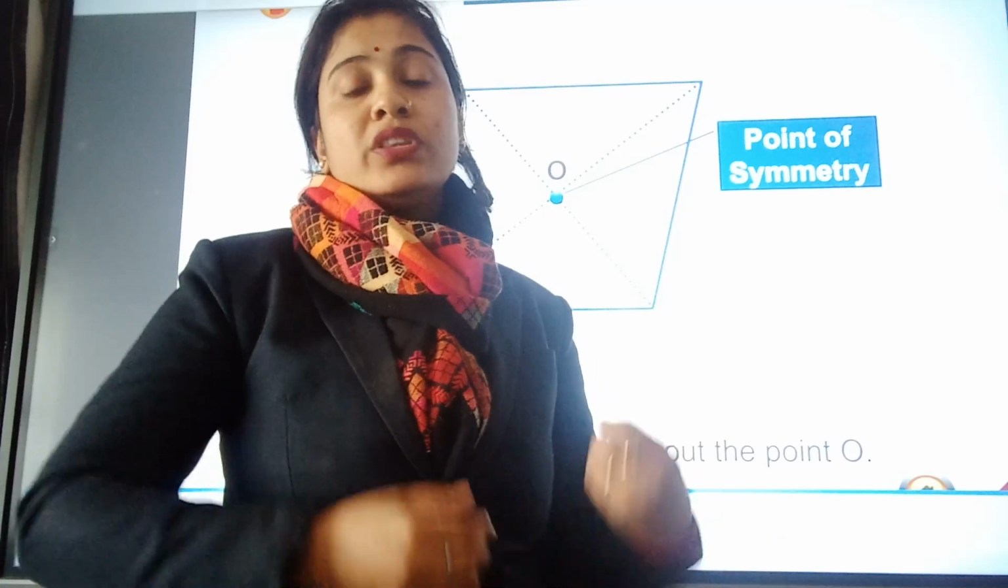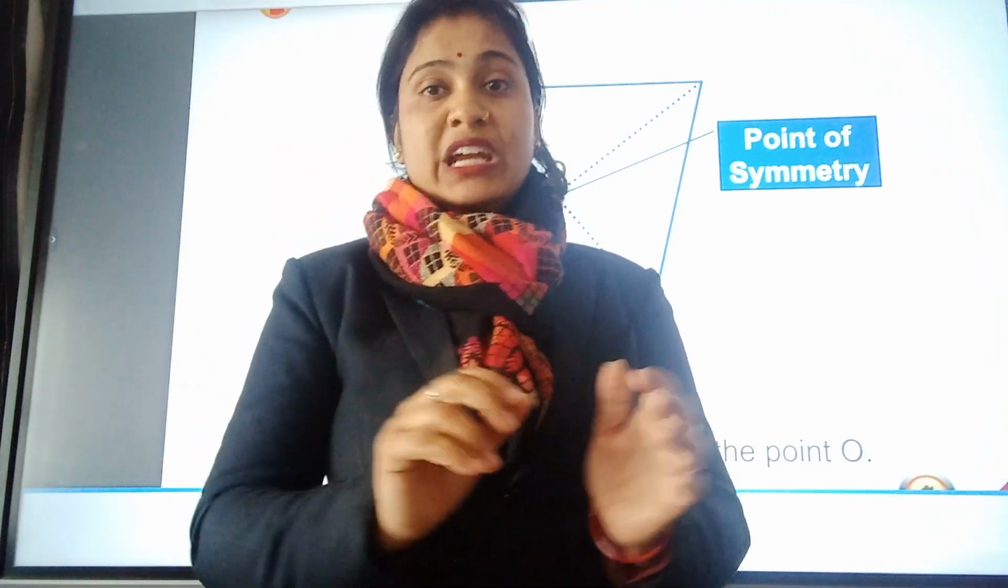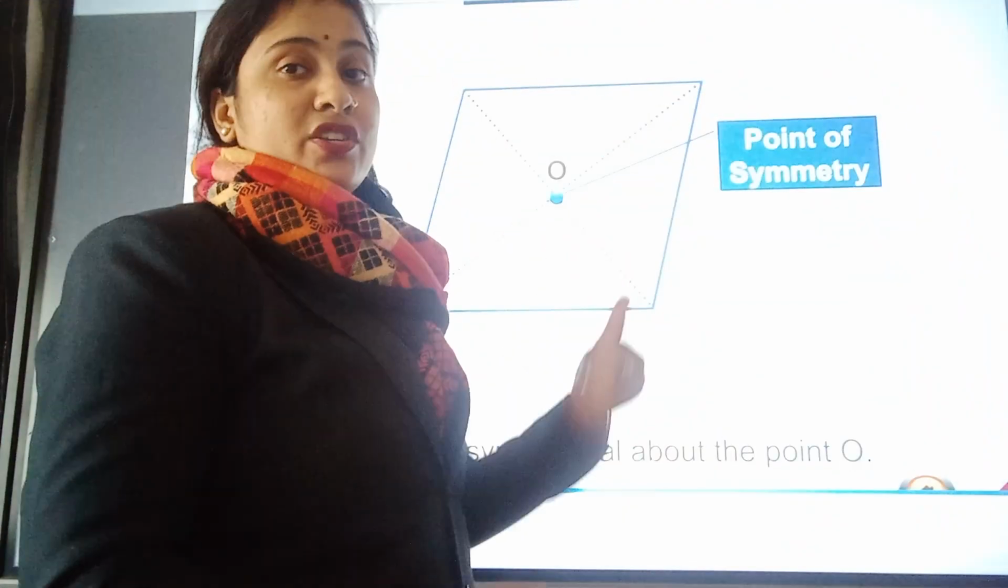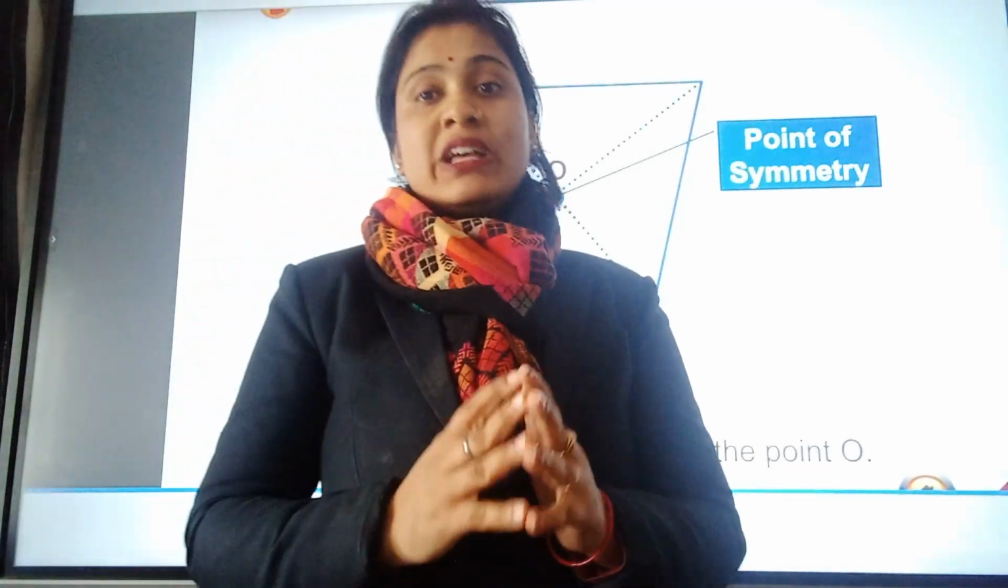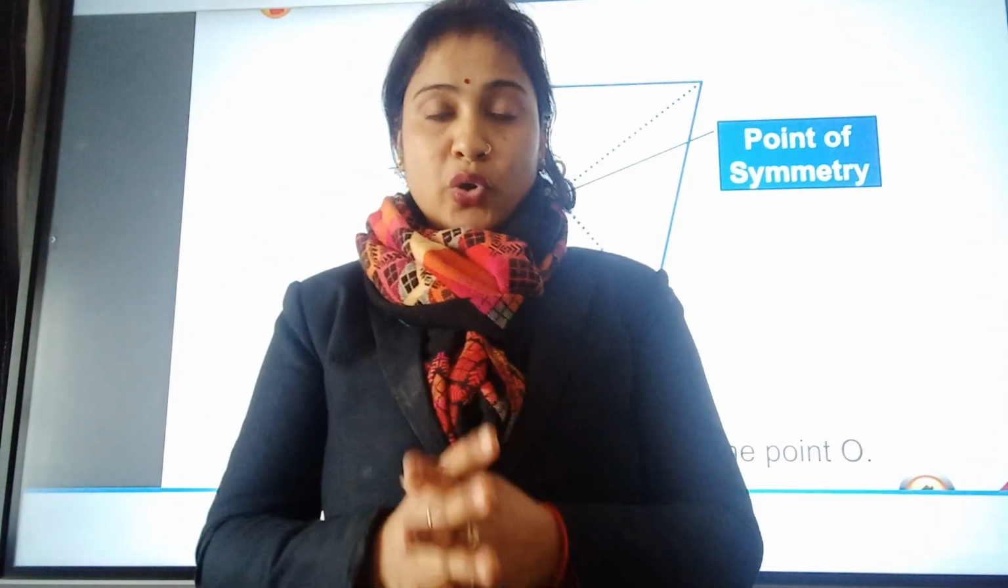Okay, so even though this parallelogram doesn't have any line of symmetry, this parallelogram is symmetrical about a central point, and the point about which the figure is symmetrical is known as the point of symmetry. So I hope this concept is clear.